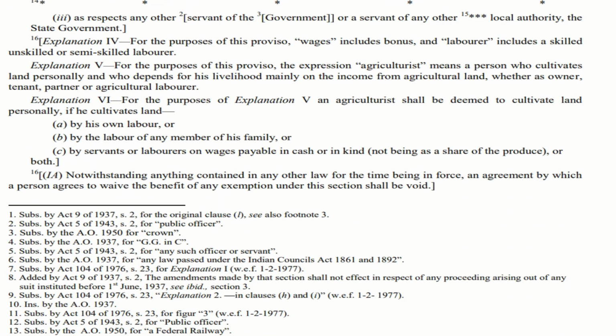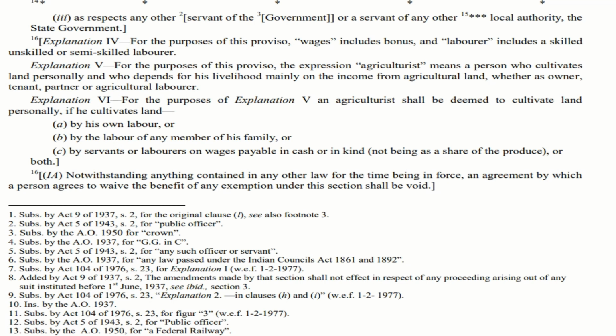Who is an agriculturalist? The simple aspect is a person who is cultivating the land, and he can do it personally. The next important point is that he should be depending on that cultivation for his livelihood, from the income from an agricultural land. He can be an owner, a tenant, a partner, or even a mere laborer. Whatever it may be, he should be dependent on the money he gets from that agricultural land by way of cultivation. That should be the only source of his livelihood. In that case, the person is called an agriculturalist.